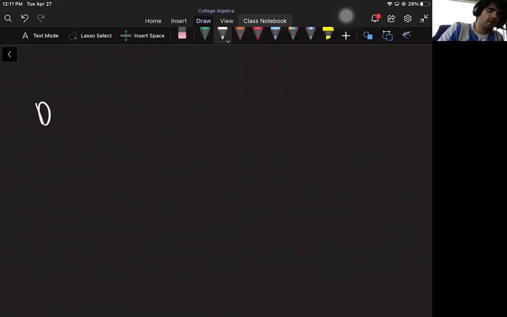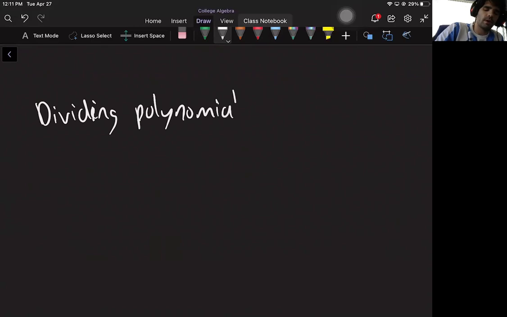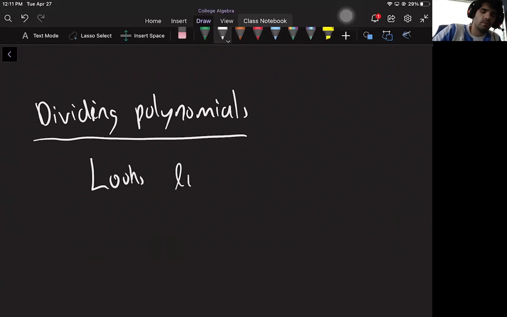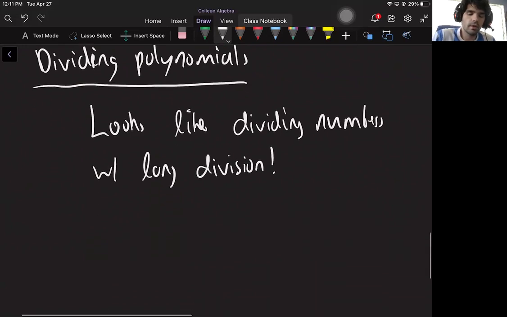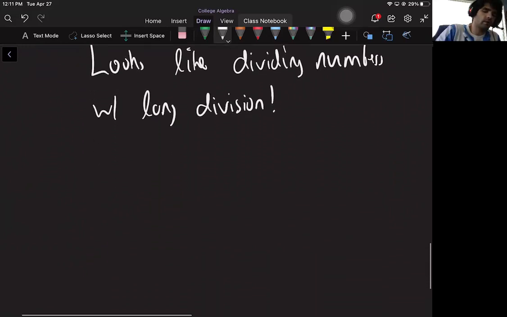Next, after you learn to multiply, you learn to divide. Dividing polynomials is a little bit trickier, but we have previous knowledge to go off of. It actually looks very similar to dividing numbers with long division. So that process is kind of annoying to do, but we can do it. We can remember how it goes. So let's remind ourselves about that.